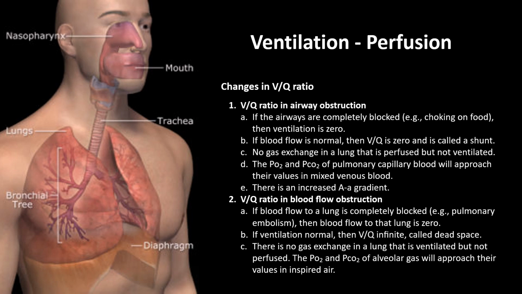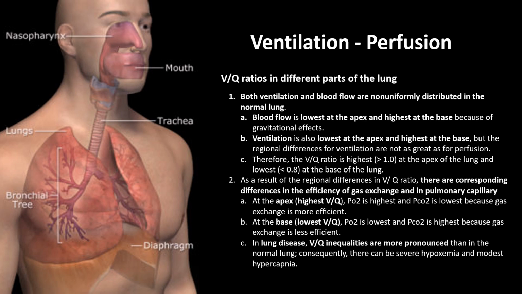Next, what about VQ ratio in blood flow obstruction? If blood flow to a lung is completely blocked, for example, pulmonary embolism, then blood flow to that lung is 0. If ventilation is normal, then the VQ ratio is infinite, which is called dead space. There is no gas exchange in the lung that is ventilated but not perfused. The PO2 and PCO2 of alveolar gas will approach their values in inspired air.